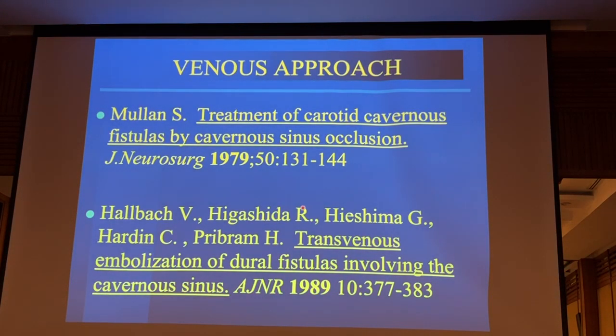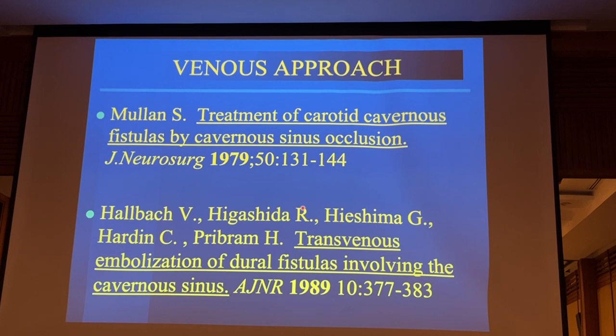The venous approach was first introduced by Sean Mullen. Sean Mullen is a neurosurgeon. He was chairman at the University of Illinois in Chicago. He was the guy who actually believed, it's not guy, but a professor who insisted this AV shunt lesion is venous disease and not arterial disease.